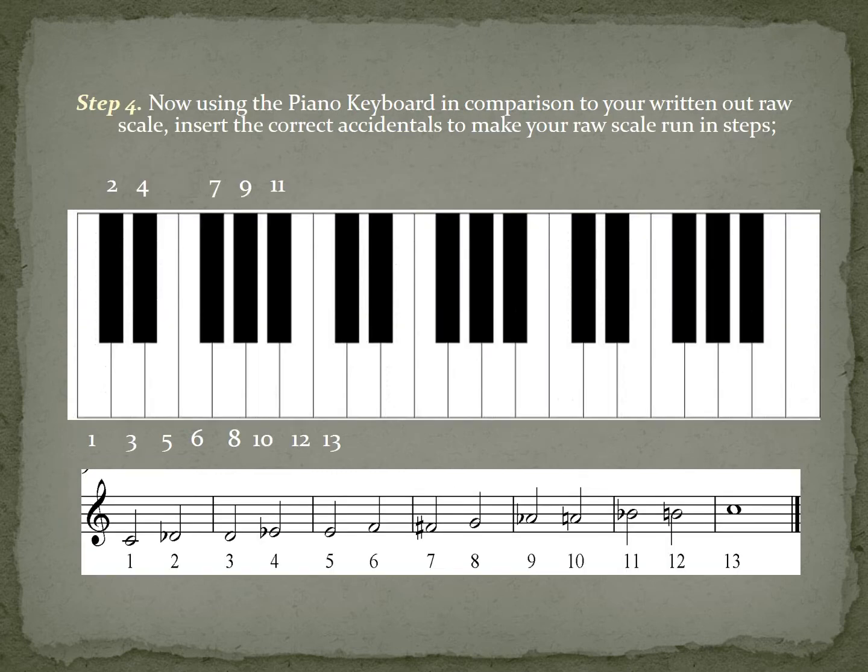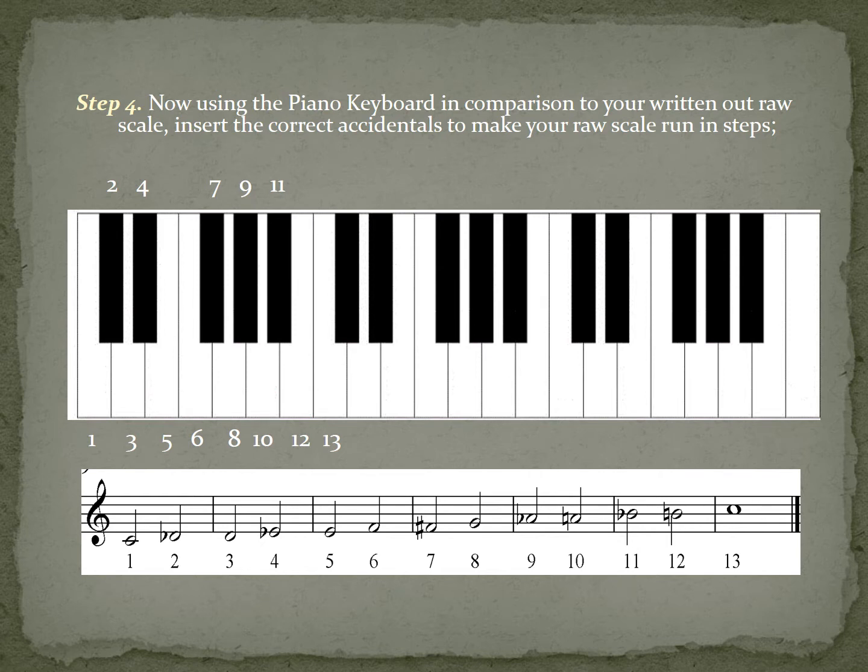Now, as I mentioned earlier, we're just using the piano keyboard for the graphics. So we look underneath the scale as written out. What we're going to do is we're going to add the accidentals to change the notes so as they form semitone steps. So we'll look at number 1 at the keyboard is the note C, so number 1 on the written out notation is also the note C.